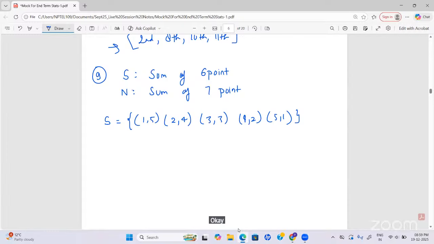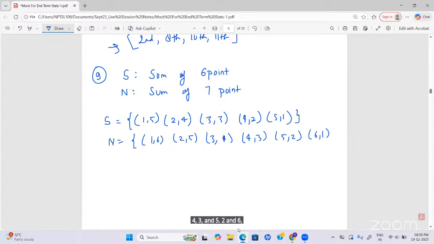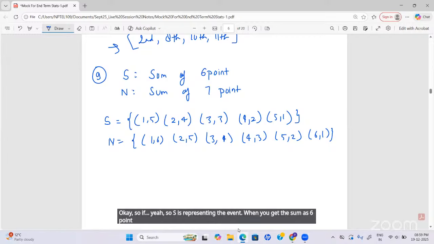Okay, and then N is for summation of 7. So 7 you will get when it is 1 comma 6, 2 comma 5, 3 comma 4, 4 comma 3, 5 comma 2, and 6 comma 1. Is this clear to everyone up to this point? Yes, ma'am. So S is representing the event when you get the sum as 6 points, and N is representing the event when you get the summation as 7 points.